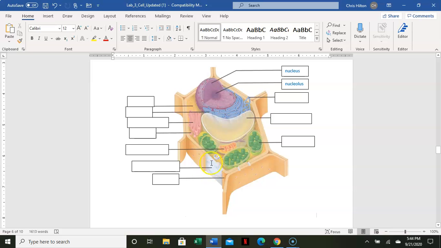This white or clearish part lines the inside of it, and that is the cell membrane or plasma membrane. It controls what goes in and out of the cell. This little orange thing is the mitochondria, and it is the powerhouse of the cell. It makes ATP.